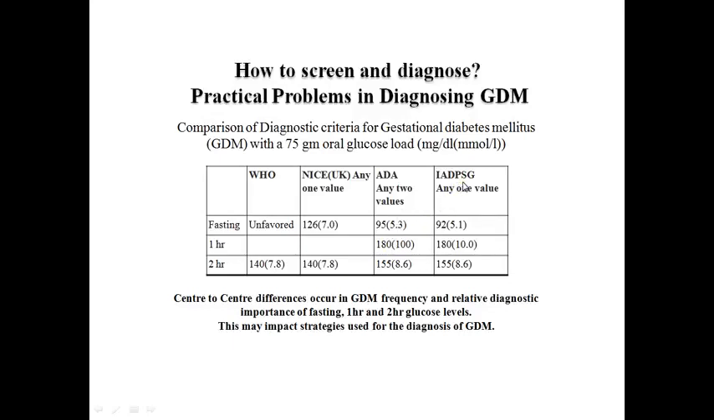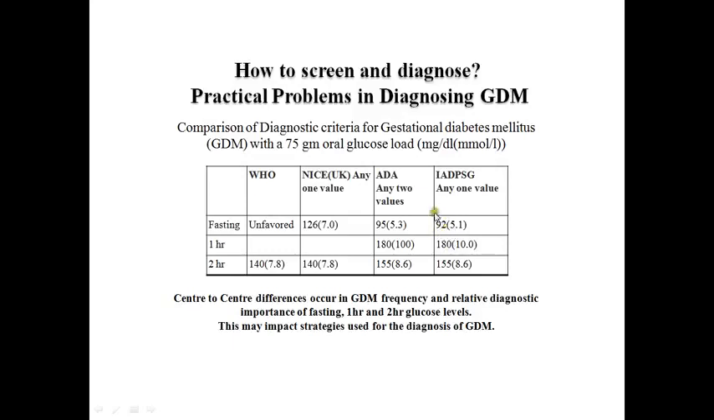IADPSG is a working group for pregnant females with GDM, and they say that if fasting sugar is more than 92, at 1 hour more than 180, and at 2 hour more than 155, and if any one of these values is raised, then this means that the patient has GDM.